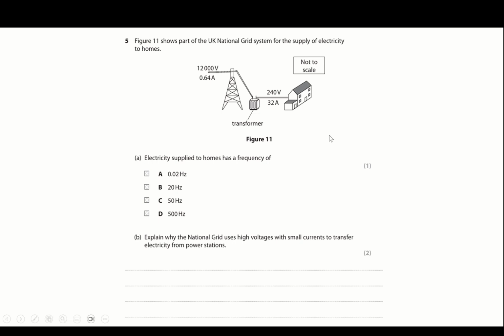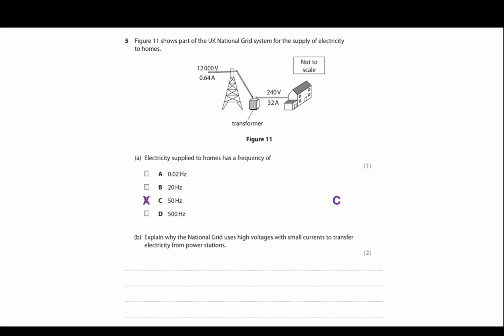Okay, question 5. Figure 11 shows part of the UK national grid system. So we know the national grid is a system of transformers, pylons and cables to move electricity from the power station to the home. And the first question says, what's the frequency of mains electricity? So we know it's going to be 50 hertz.